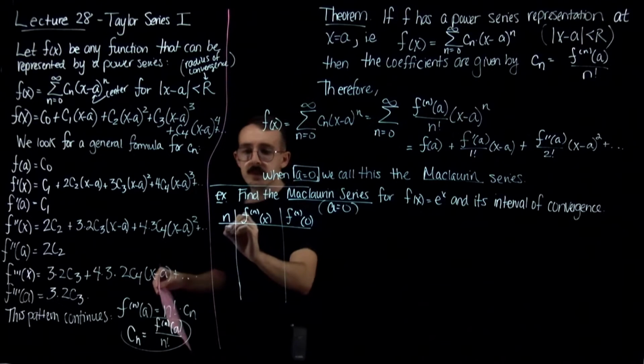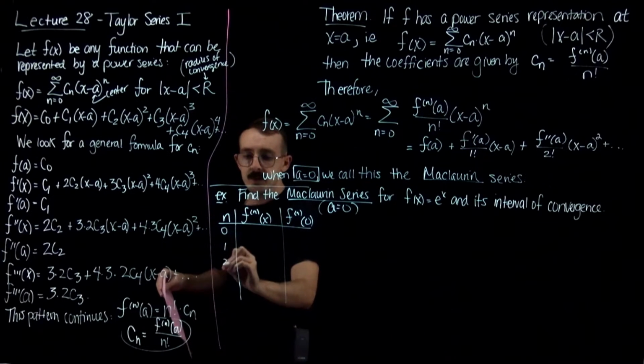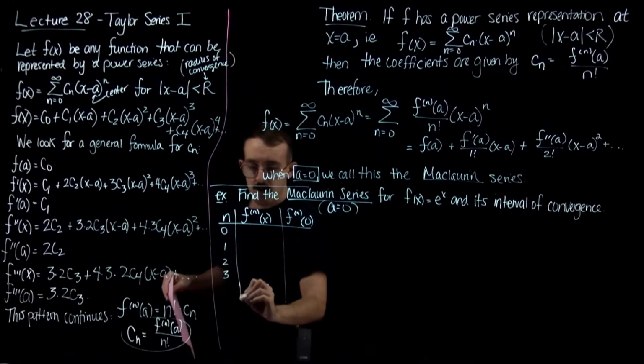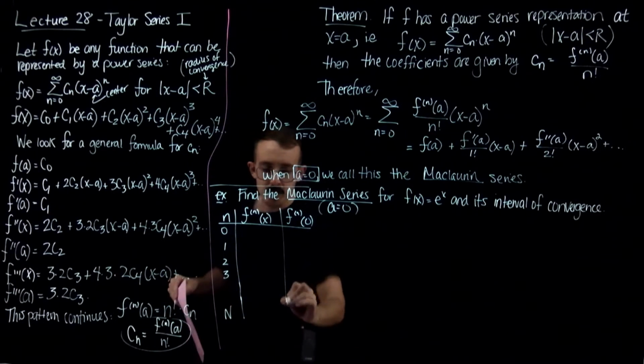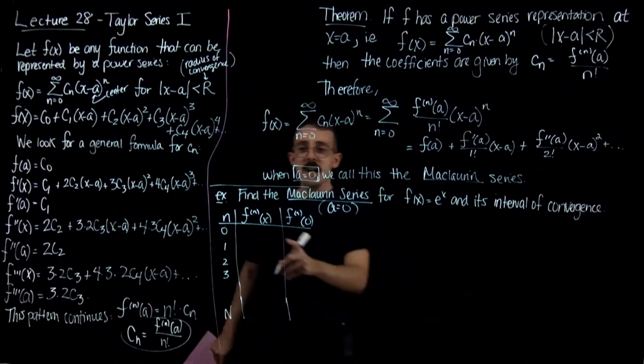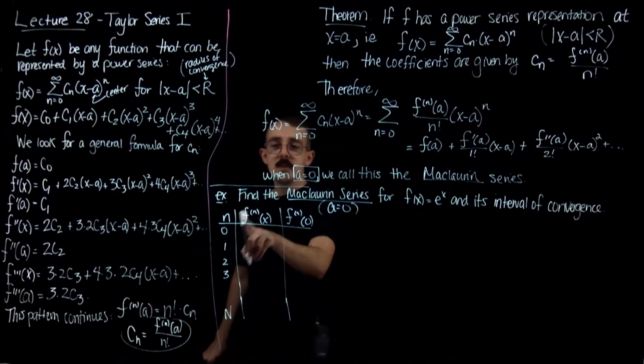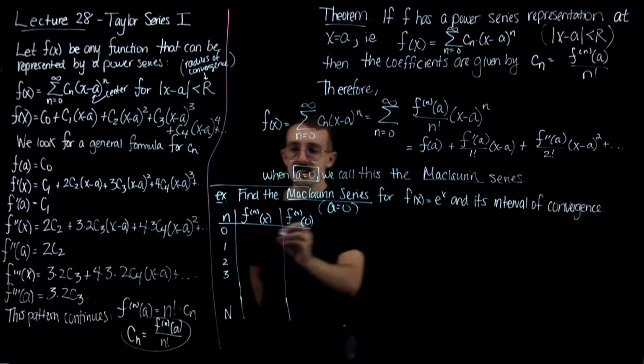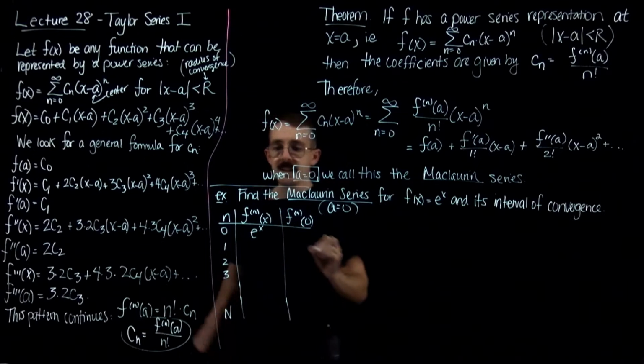So we'll do just a few. We'll do 0, 1, 2, 3. We'll do capital N down here as well. And let's think about what is the 0th derivative of f of x. Well, that's just f of x. That's e to the x.